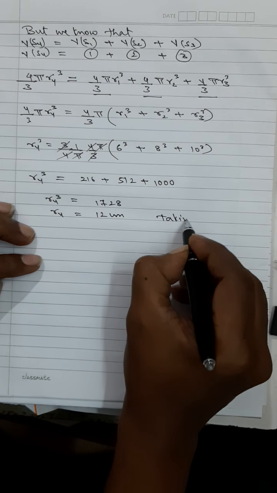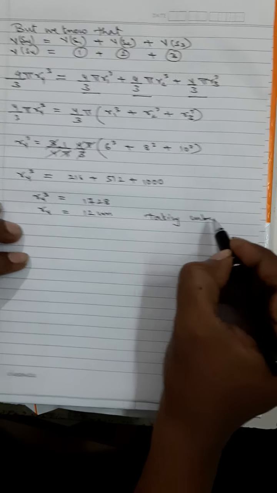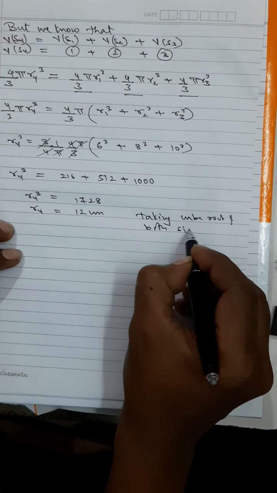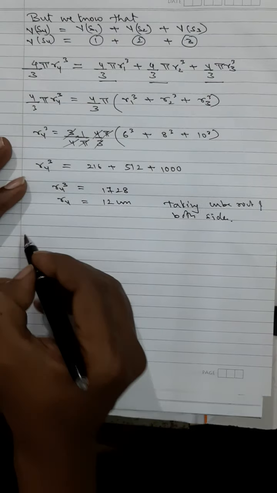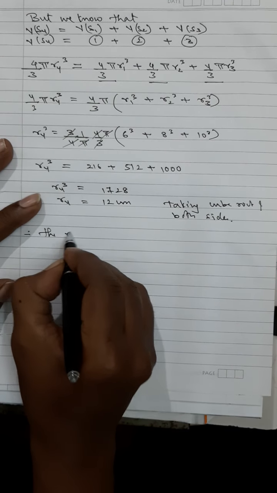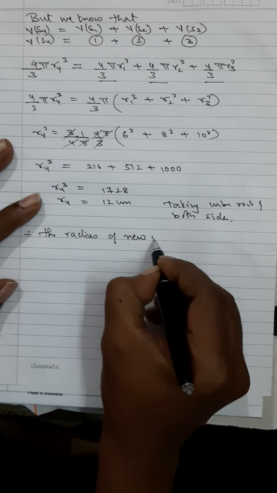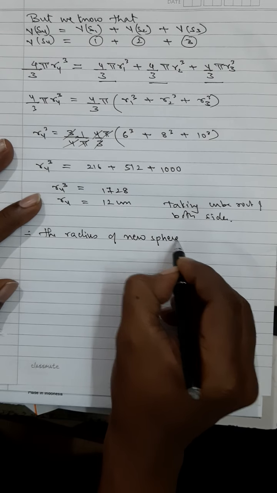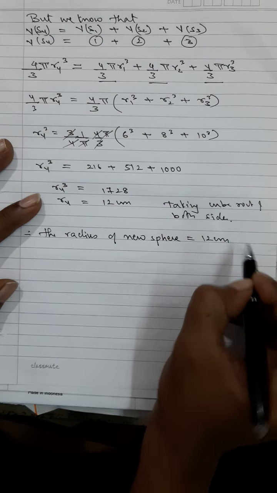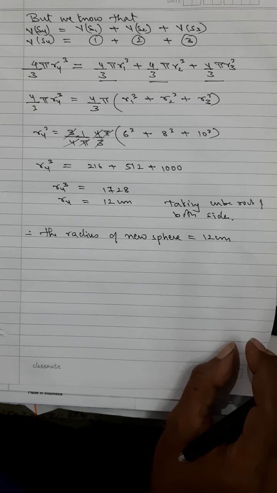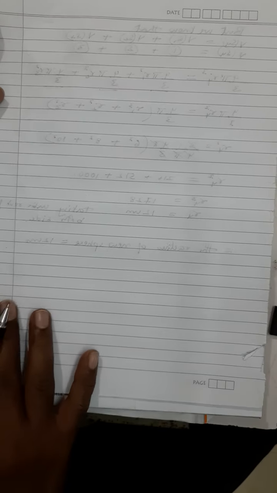Right over here, taking cube root of both sides. Therefore, the radius of the new sphere. So with this we have finished the second question. Quite easy this was. Now let us go to question number 3.